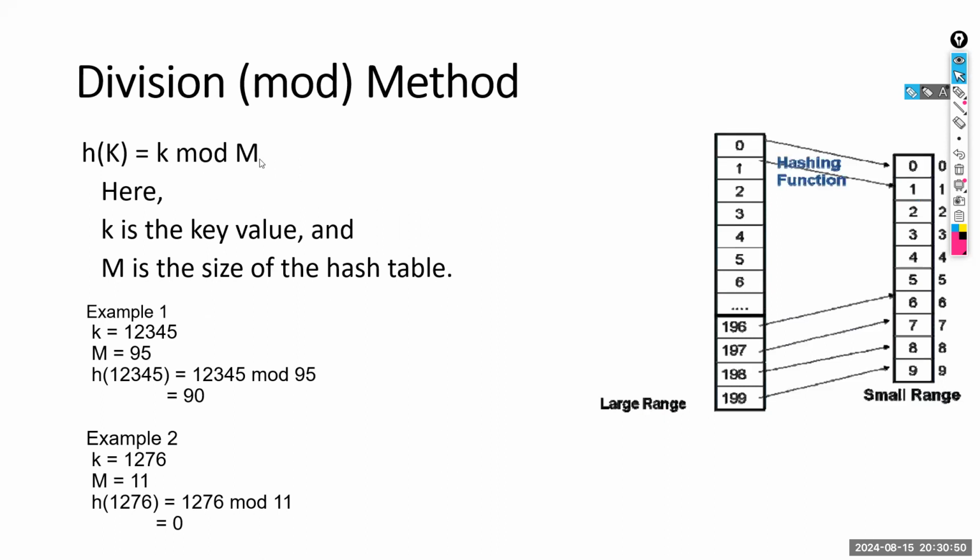So if you do k mod m, the result is always between 0 and m minus 1. If it is mod 10, the result is 0 to 9. If it is mod 50, the result is 0 to 49. So how do you decide the value? It depends on the amount of data. So you must find a reasonable value, where there are not too many collisions.